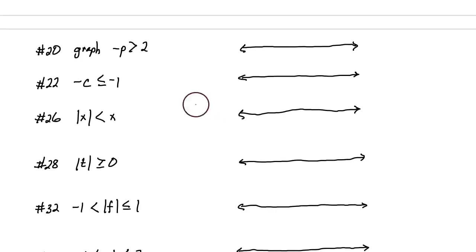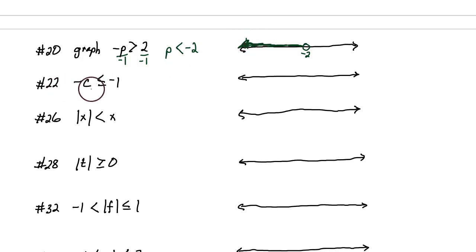The next question asks for graphs on a number line. Negative p is greater than 2. If we divide both sides by negative 1, we get that p is less than negative 2. Find negative 2, put an open dot, and shade the numbers less than.